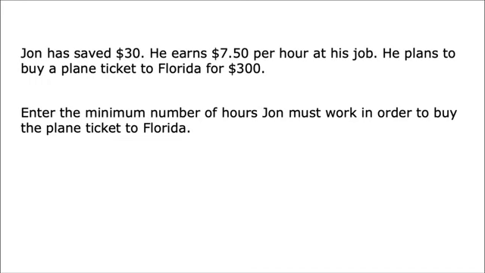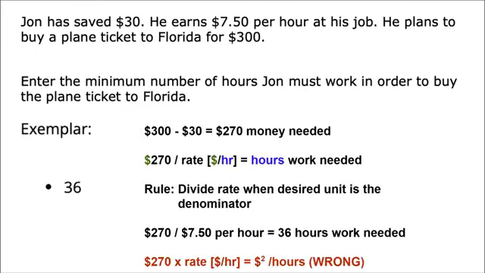Okay, now that you worked on the problem, let's see if you got the correct answer. If you said 36, that is the correct answer. And this is how we work this problem out. So we know we need $300 in order to buy this plane ticket. But John already saved $30, so we already made progress. And now he just needs $270 left in order to buy the plane ticket.